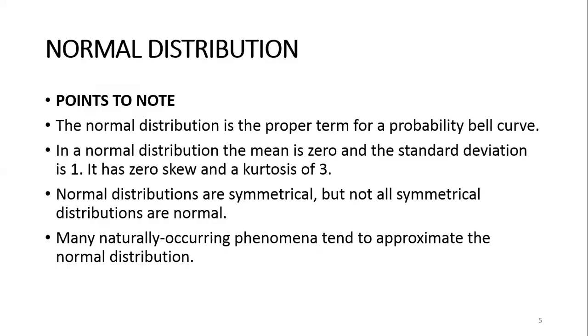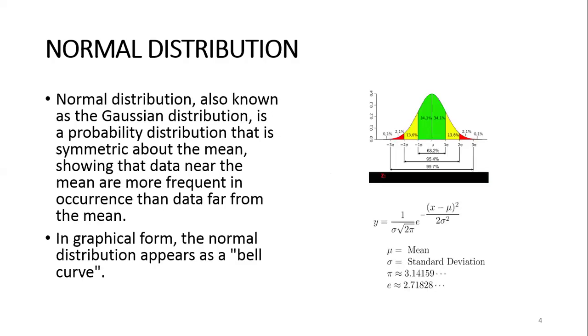Points to note about the normal distribution. The normal distribution is the proper term for a probability bell curve. So that curve you saw just now is the normal distribution. Let's say something more about this curve.